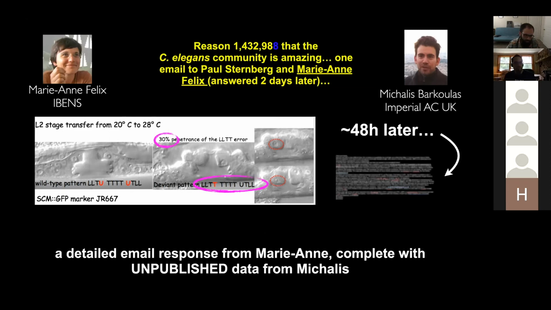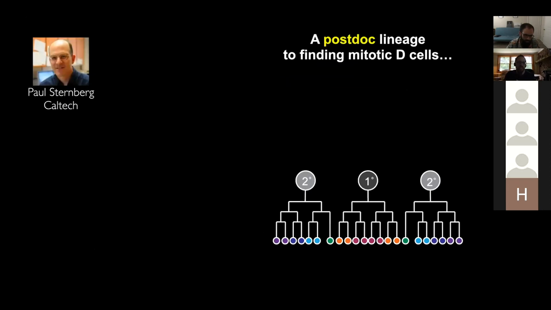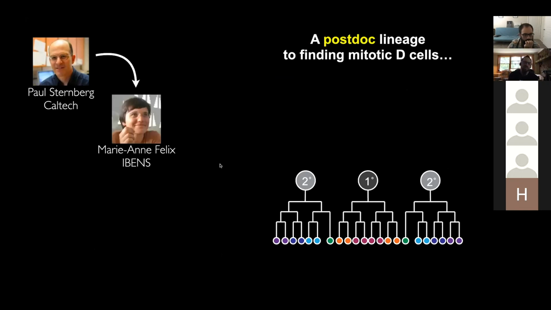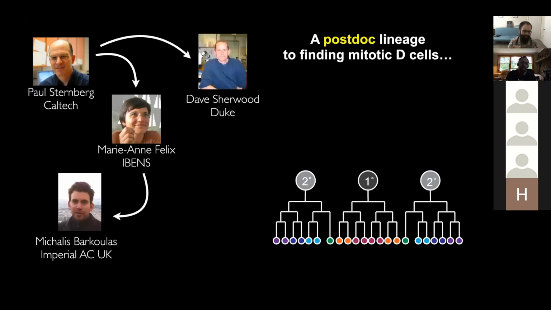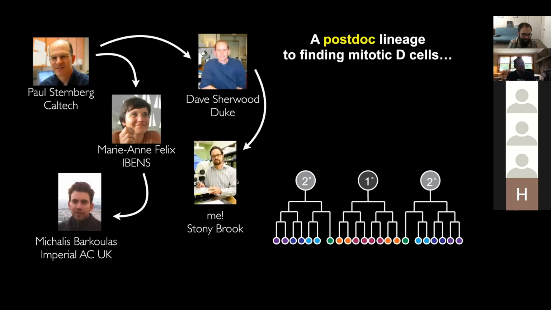And so this was really exciting because what it suggested is that our biosensor could be used to see cryptic stochasticity. And I sort of put this slide in here because as a C. elegans biologist, I think lineage is really important to all of us. And it's sort of ironic that this has turned into a complete postdoc lineage because I'm sure many of you know Marianne Felix was a postdoc in Paul's lab, and Michaelis, who did that experiment, was a postdoc in Marianne's lab. And then one of Paul's other postdocs was Dave Sherwood, who was my postdoc mentor.